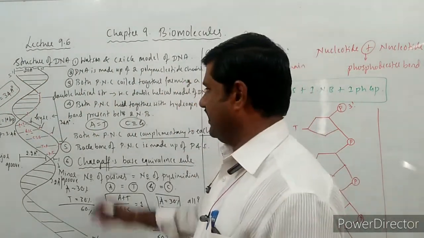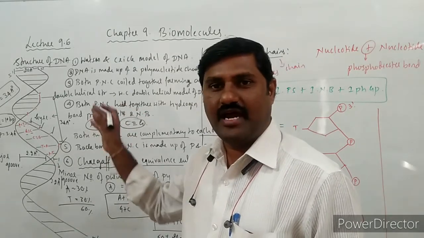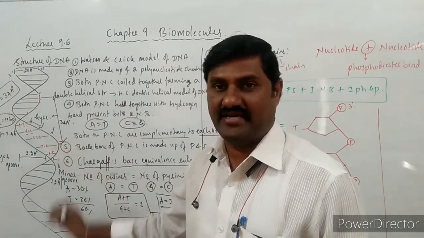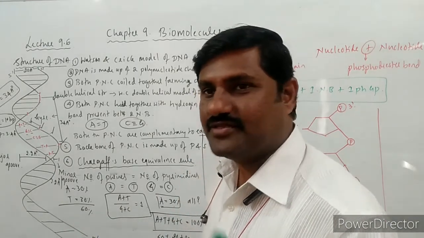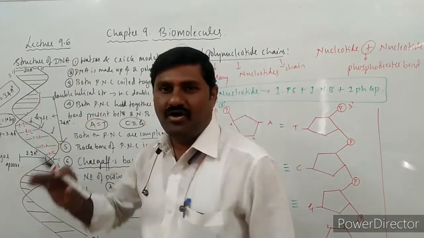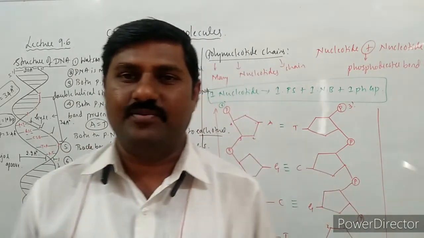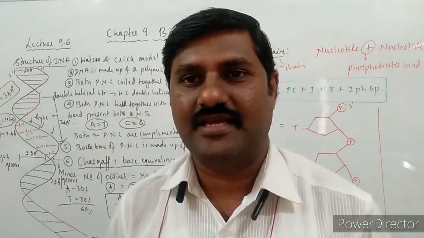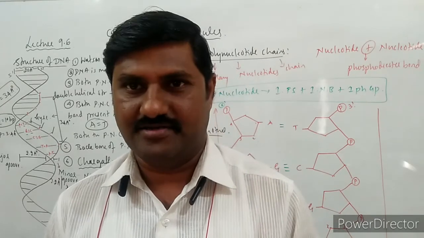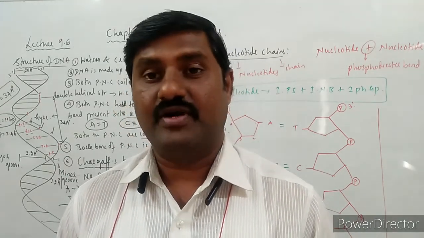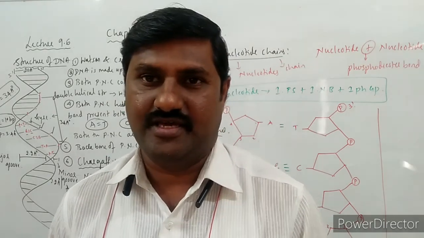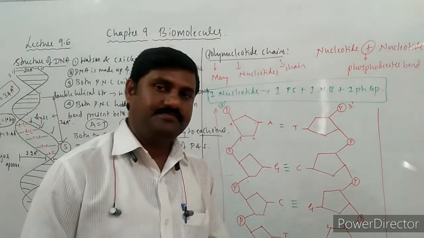So major groove, minor groove, and their respective measurements you must understand. This is how the structure of DNA is. All these 11 points or 10 points you have to mention compulsorily, then you will get 5 marks. This is one 5 mark question. Many 1 mark questions are also asked over here.